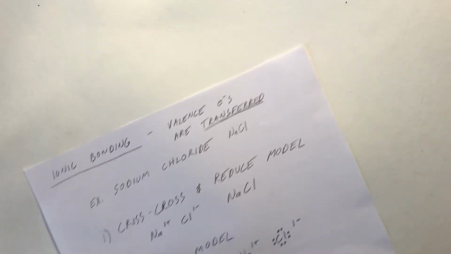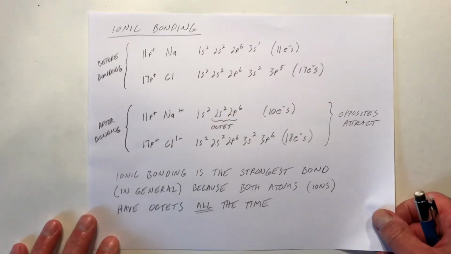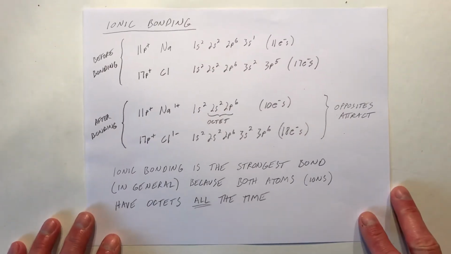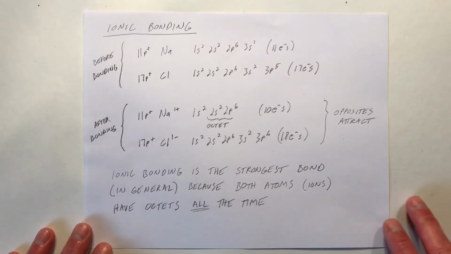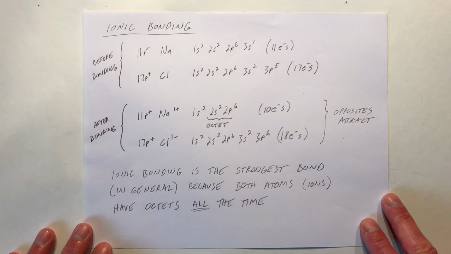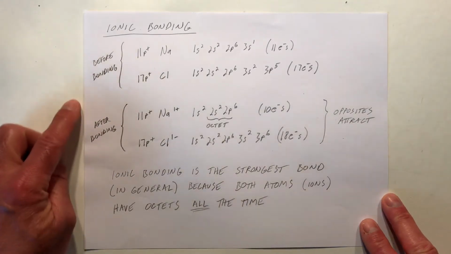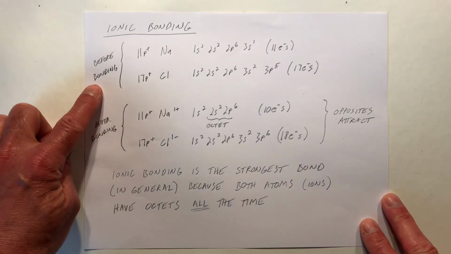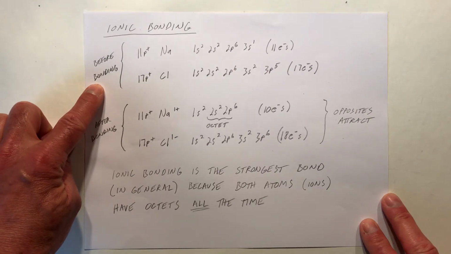Now remember that the reason that ionic bonding happens is because atoms are more stable when they have 8 valence electrons. They're more stable with an octet, or a group of 8 valence electrons. So here's an example of ionic bonding. Let's take a look at NaCl again.